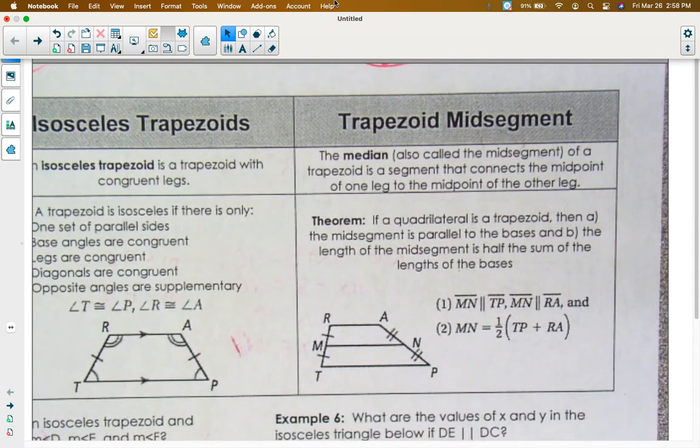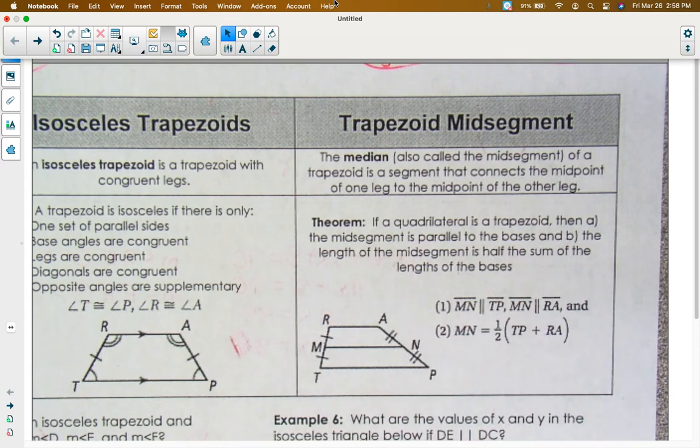The trapezoid mid-segment, right here. The median, also called the mid-segment of a trapezoid, is a segment that connects the midpoint of one leg to the midpoint of the other leg. Theorem. If a quadrilateral is a trapezoid, then A, the mid-segment is parallel to the bases, and B, the length of the mid-segment is half the sum of the length of the bases.